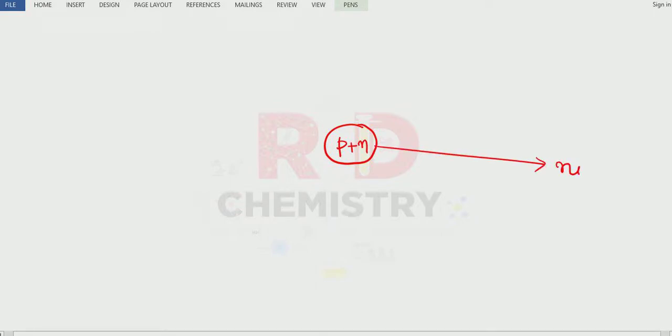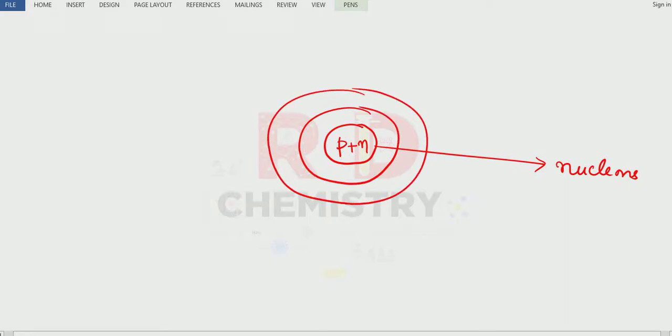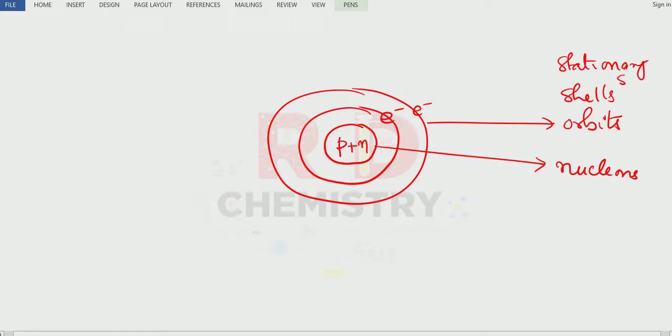We all know that in the nucleus we have protons and neutrons, and together they are called the nucleons, right? And around the nucleus, we have circular orbits where electrons are revolving. These are called the orbits in which electrons are present. Orbits are also called the shells, or the stationary states, right?